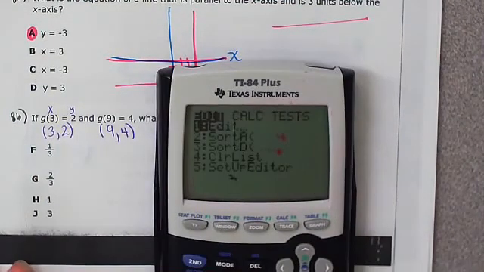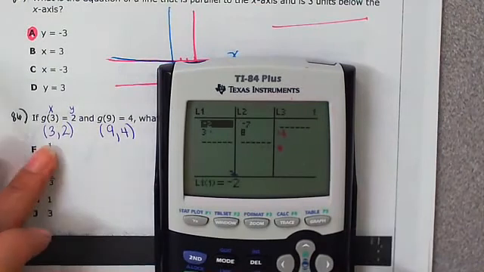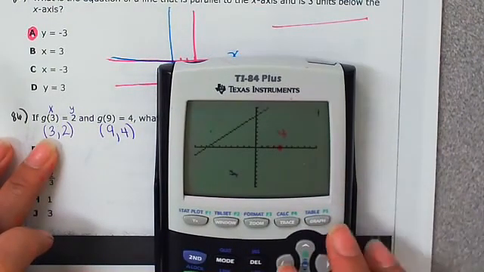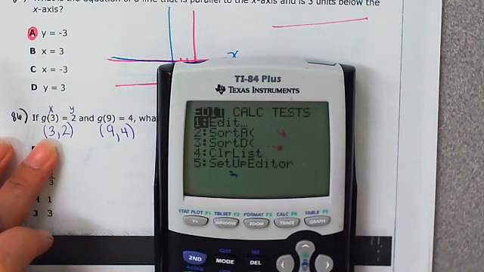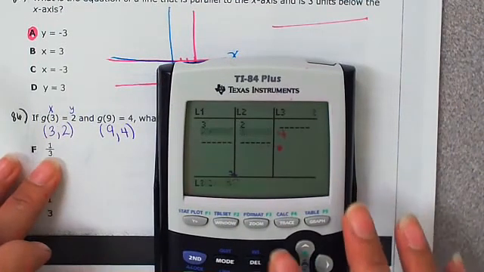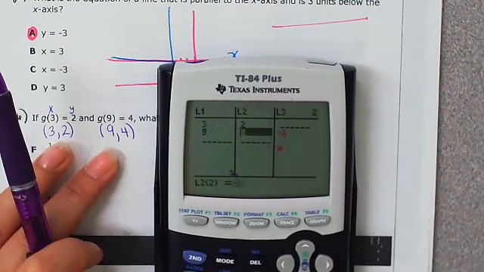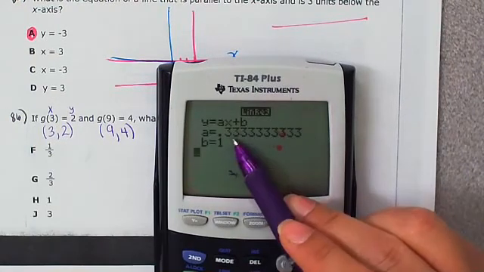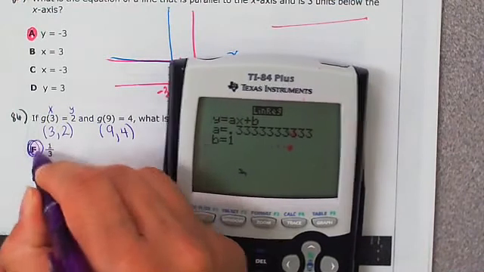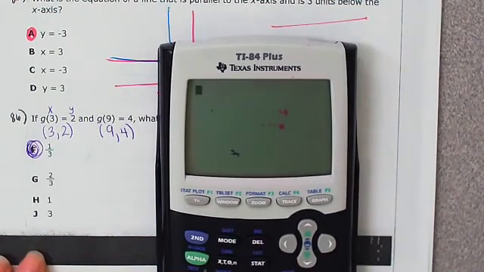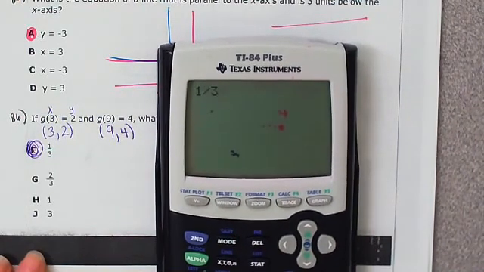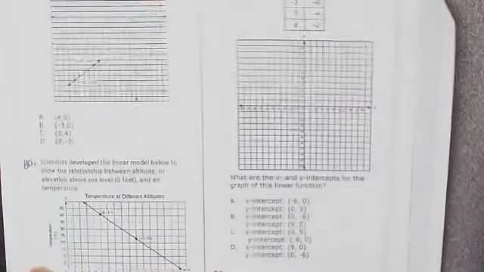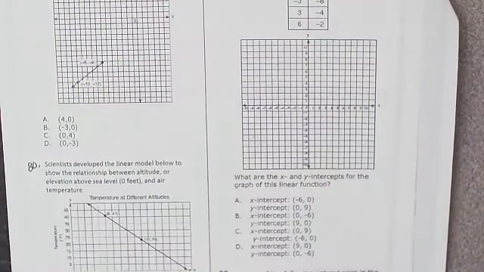So how do I find slope? I can either do y2 minus y1 over x2 minus x1. But why do that if you can put them on stat? So 3, 2, and 9, 4. Stat, calc, for calc. Slope is 0.3333, which is 1/3. Because look, 1/3, 0.3333. Okay.